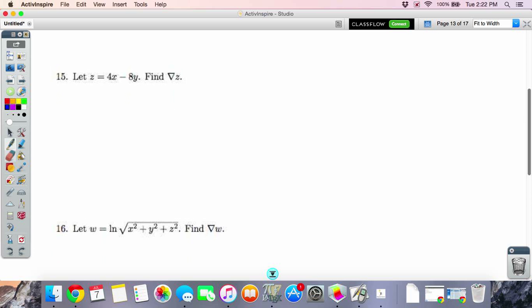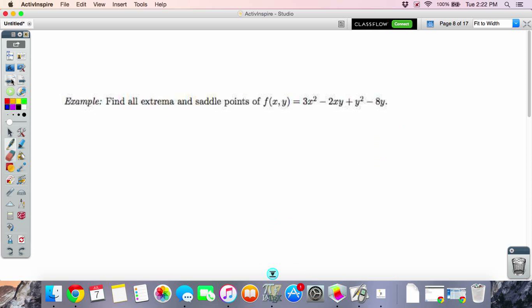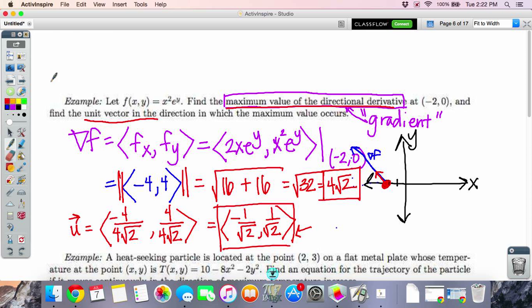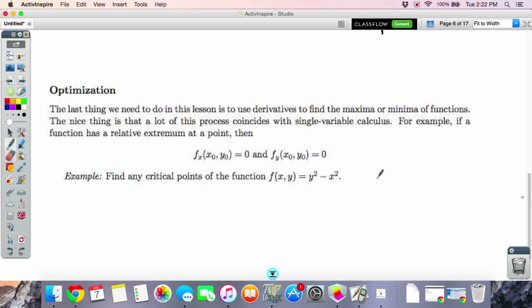And then numbers 15 and 16 are asking you to find gradients. It doesn't give you a point, so your answer will sort of be like a vector function, which is fine. So find the gradients of that, and then we just have one more section to talk about, which is optimization. And we've already kind of done that a little bit with the gradient, finding the maximum or minimum value of something. That'll be part 4 of the video, and then we're done with this session.